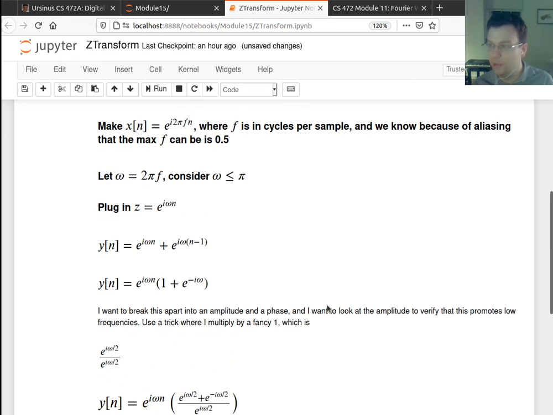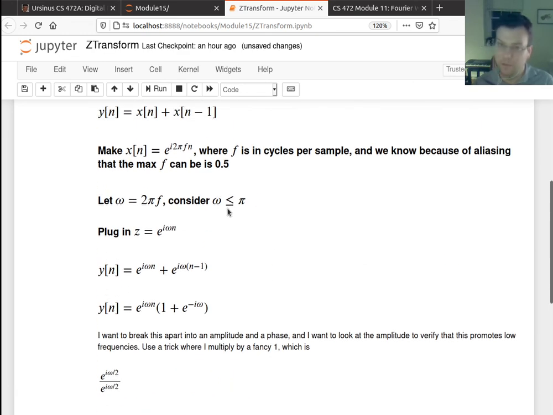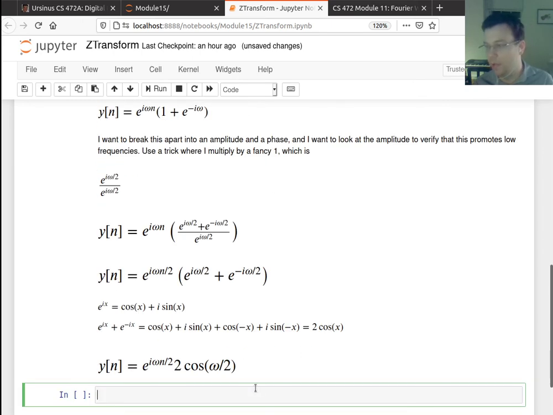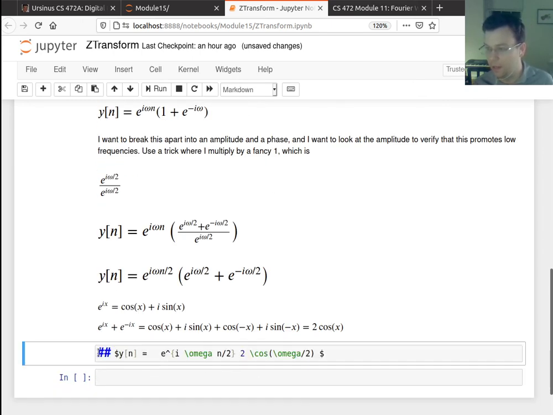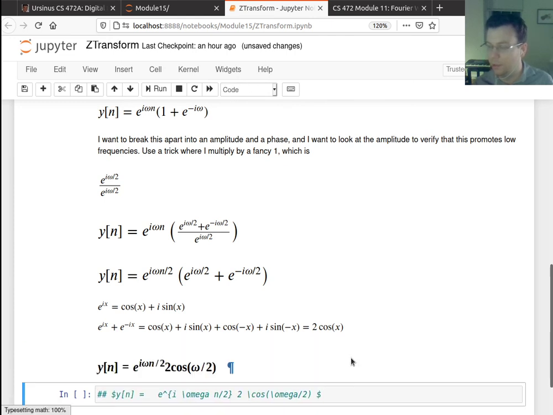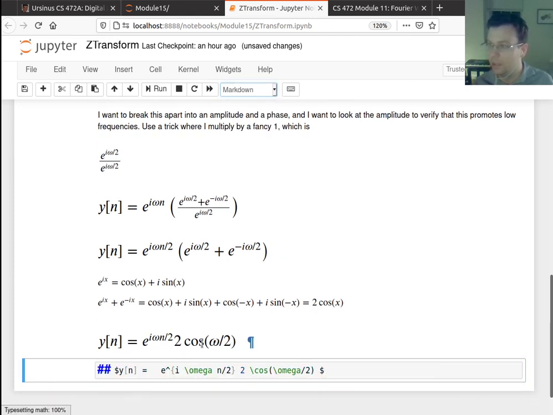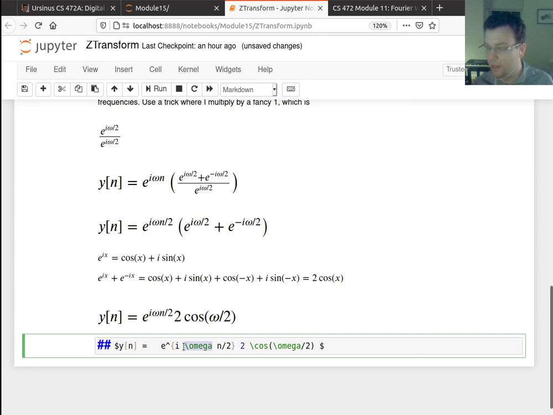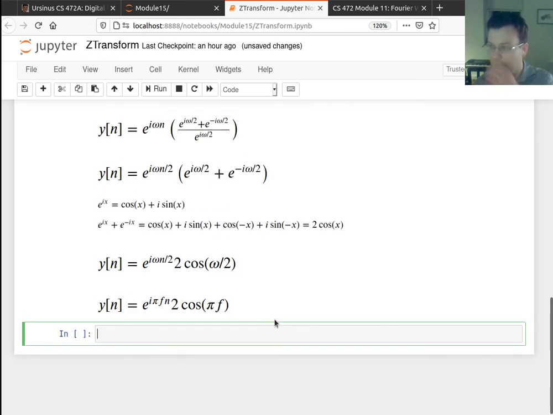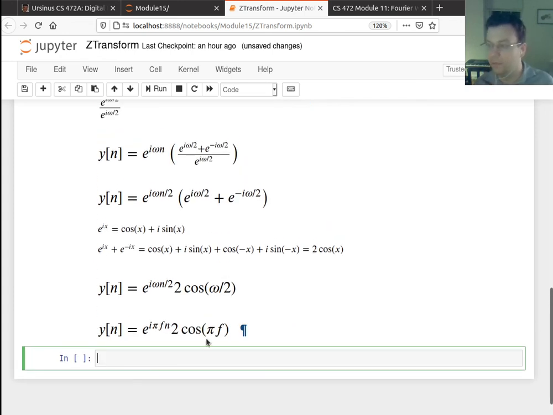I told you omega is supposed to be less than or equal to pi. I can go ahead and put this back in terms of the frequency again, frequency in terms of cycles per sample. I can say that y of n is e to the i 2 pi f n over 2, which is just i pi f n, times 2 cosine of pi f. So that's my equation in terms of the frequency.